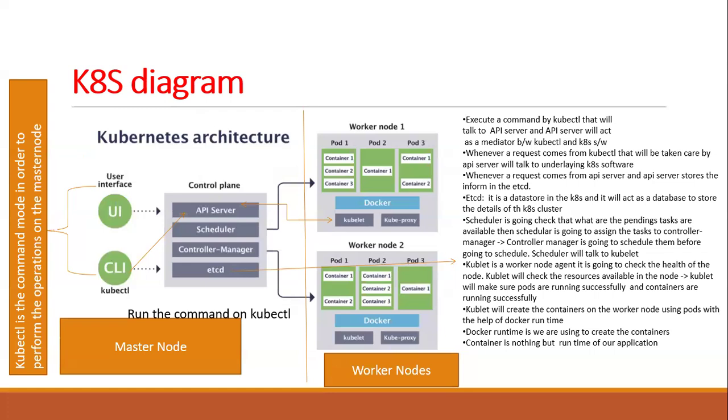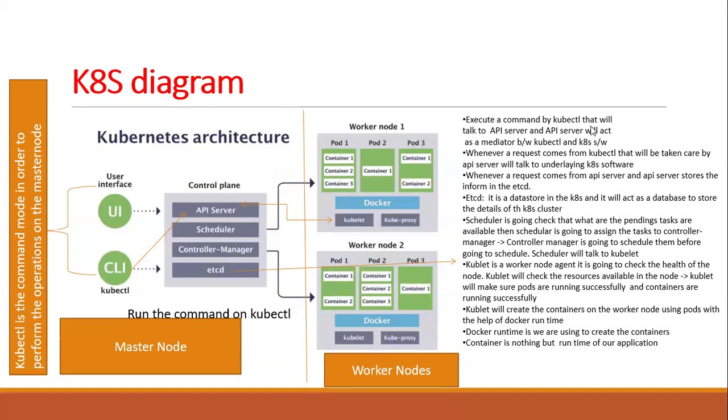So what is the master node or a worker node? We execute a command by kubectl, and that will talk to the API server. So when you execute the command, it will talk to the API server. What is the command? kubectl apply -f manifest name, something like the creation of a pod. Once you execute that kubectl command, it will talk to the API server.